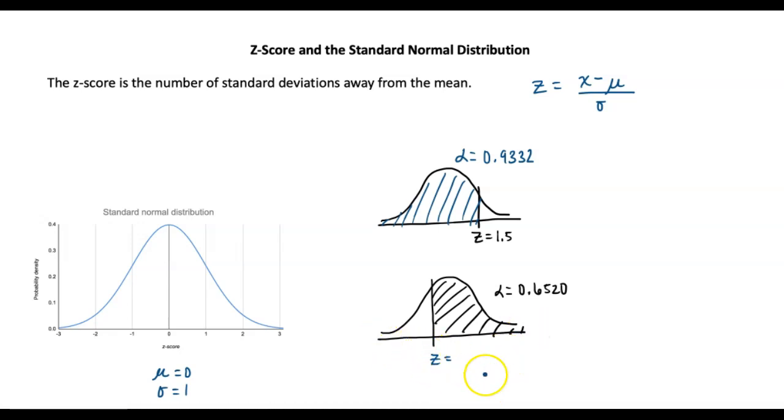Well, I know that the total area under this curve is 1, and so I can find this area by subtracting 0.6520 from 1. And so 1 minus 0.6520 is equal to this area of 0.3480. And so now I can look on my table for an area of 0.3480.